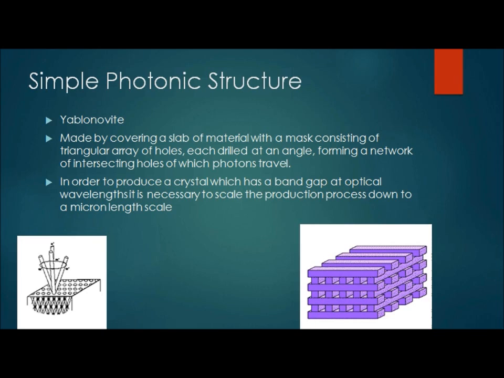The first and most basic photonic structure was the yablonovite, which is made by covering a slab of material with a mask consisting of triangular areas of holes. Each hole is drilled at an angle, forming a network of intersecting holes through which photons can travel.